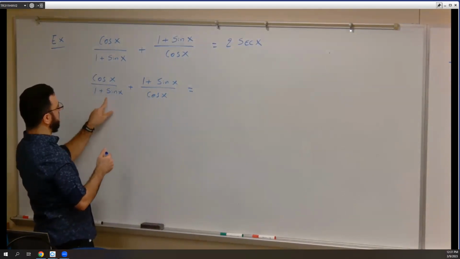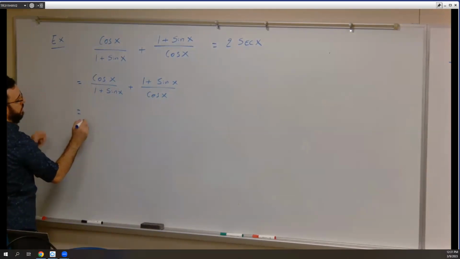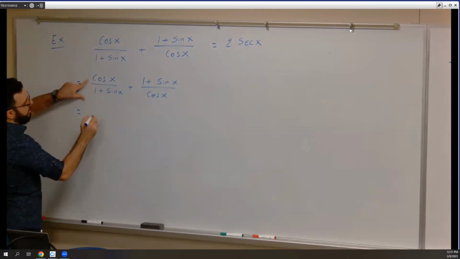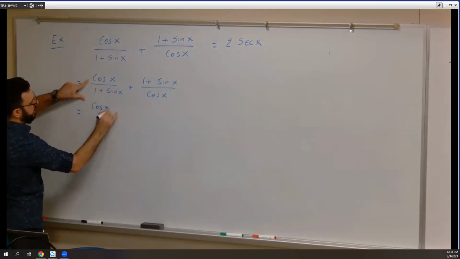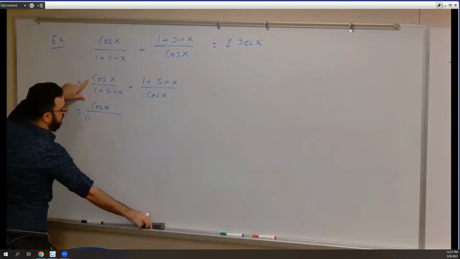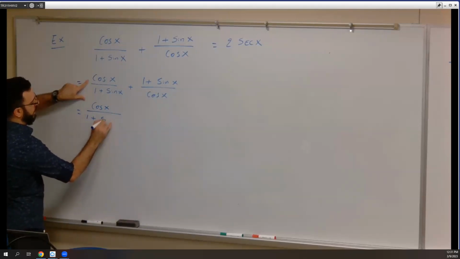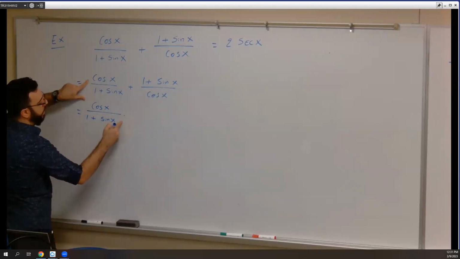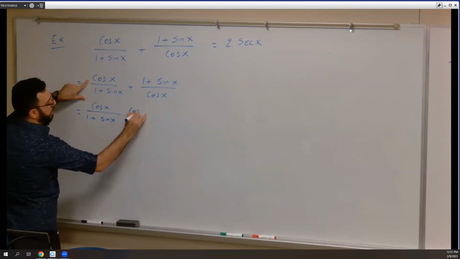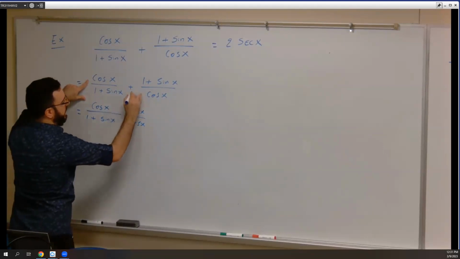I'm going to say, here's the first side. I'm going to do, here's the next step. Here's the first side, I'm going to say cosine x over 1 plus sine x. I'm going to multiply by what? By cosine x, cosine x. Here's the plus sign.